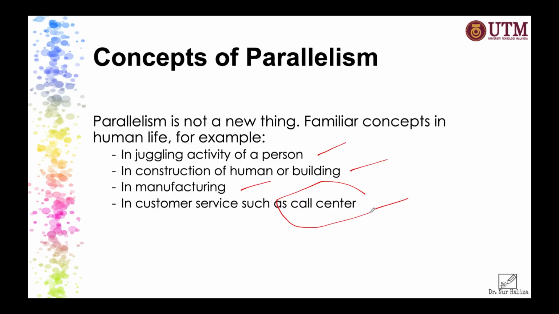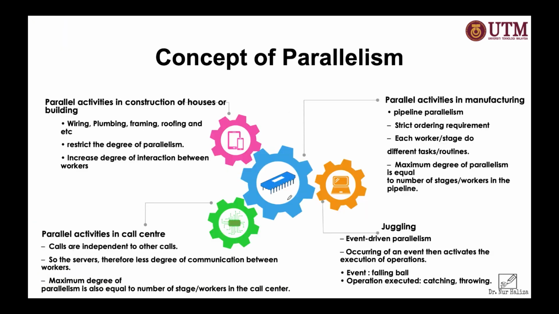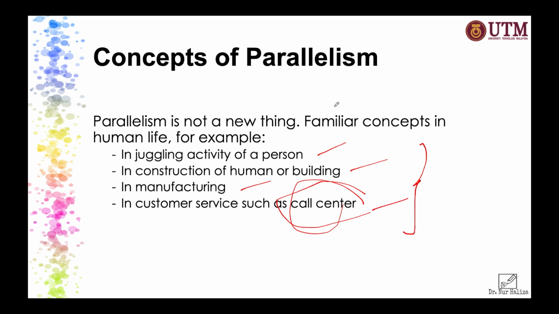So here, after this I will also share another note with examples on the call center, which I will put under the learning and concept of parallelism. This one is quite similar, but with very detailed examples, like parallel activities in construction of a house and building, which involve wiring, plumbing, roofing and so on, which restrict the degree of parallelism. And this one is activity in manufacturing, this one is activity in a call center, and lastly an example on juggling. So this is just an example for parallelism.